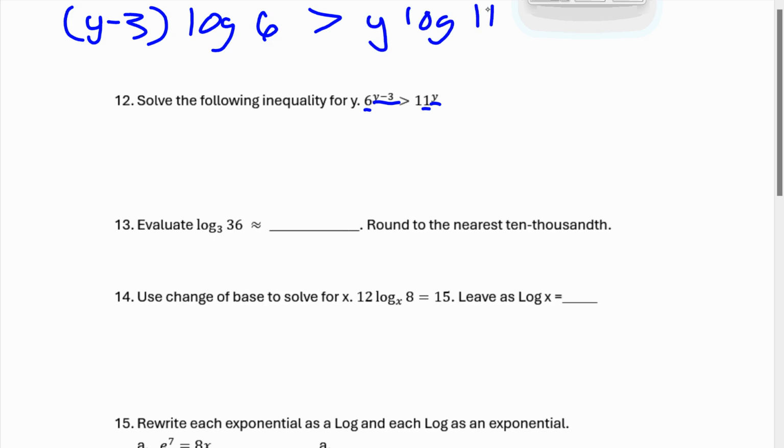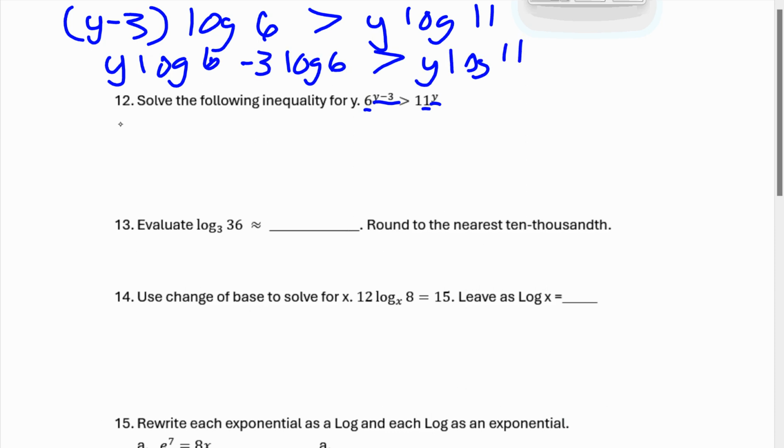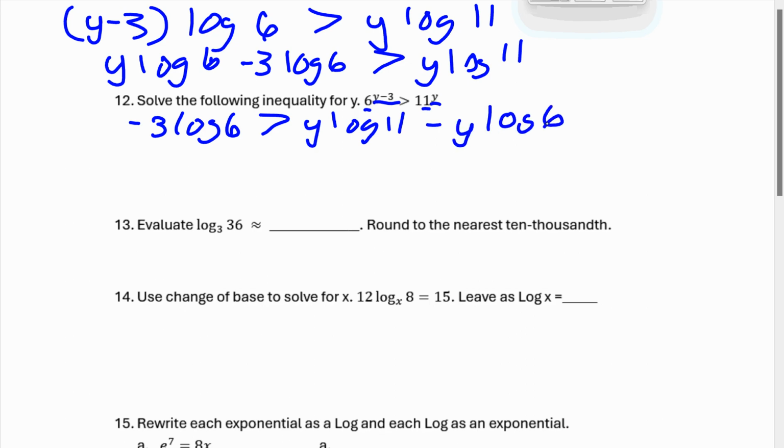And so now I'm going to distribute the log of 6 to both of these. So y log 6 minus 3 log 6 greater than y log 11. So I can move my logs to one side. So I get minus 3 log 6 greater than y log 11 minus y log 6. Factor out a y.